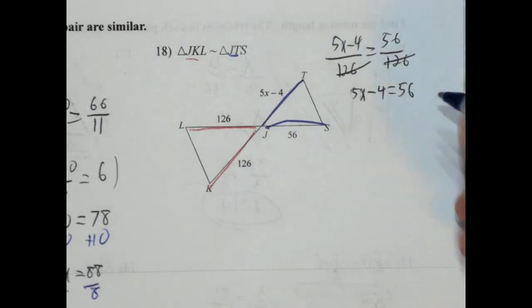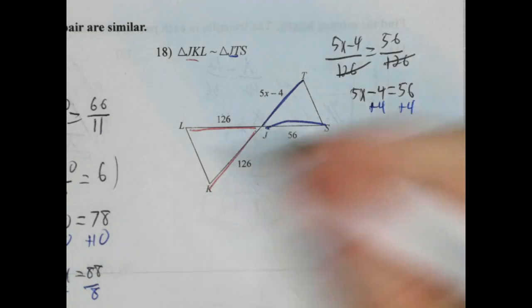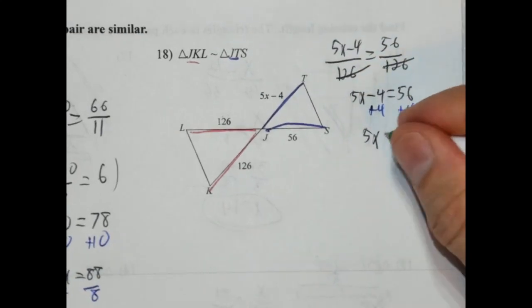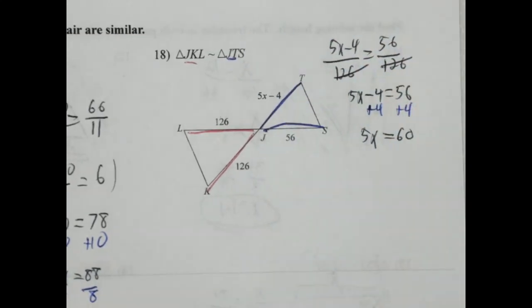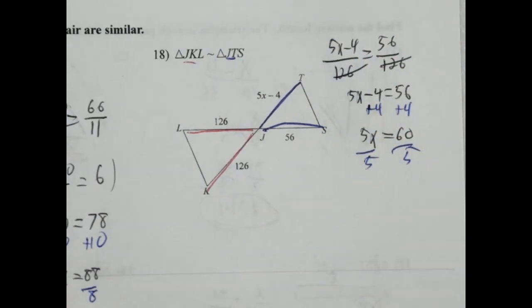We're going to add 4 to both sides. Okay. 5x equals 60. We're then going to divide by 5. And x will be equal to 12.